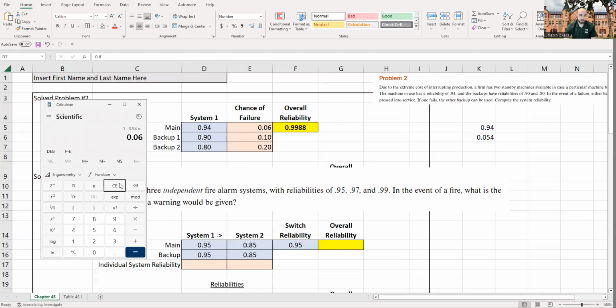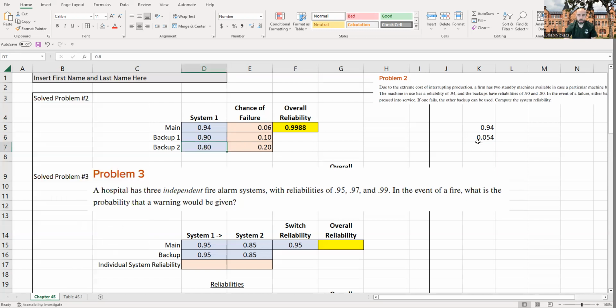So I write down 6% just to have it. Chance of the second reliability is 1 minus 0.9, okay, 0.1. So 0.1 times 0.06 times 0.8 equals 0.0048. So I'd write down 0.0048. So this is the initial reliability, the extra reliability of one backup, the extra reliability of a second backup.